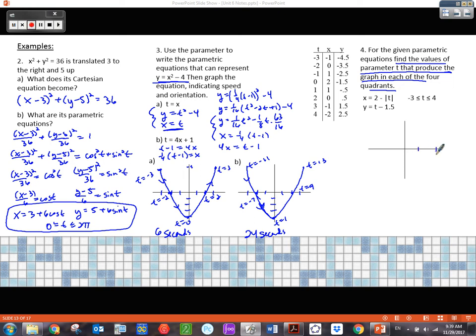So I'm going to do my graph in little half points because of this. So all these half points.